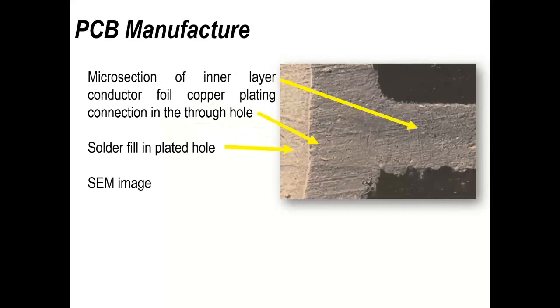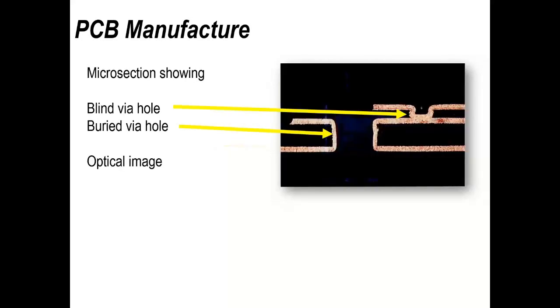In this example, this is a microsection, and you can see the copper in a multi-layer printed circuit board. And I just pointed out the solder, the copper plate, and the through interconnection within the board, making connection with the through plating. Just a couple of examples.